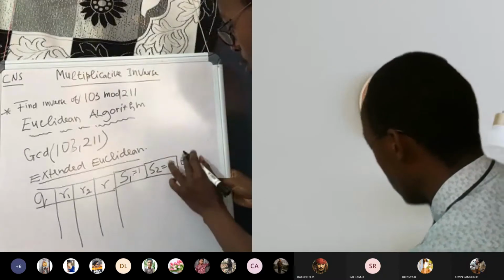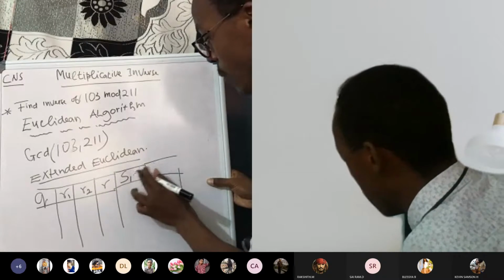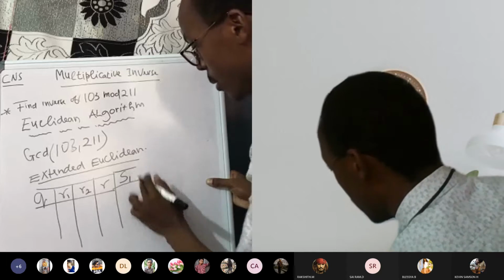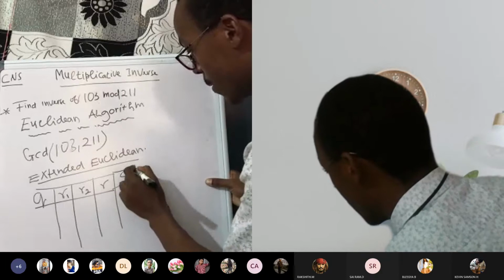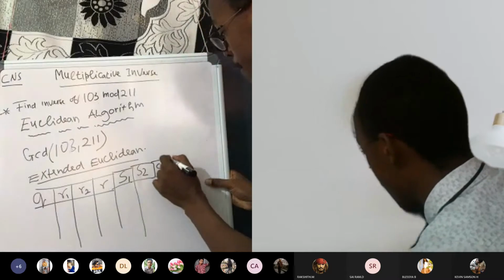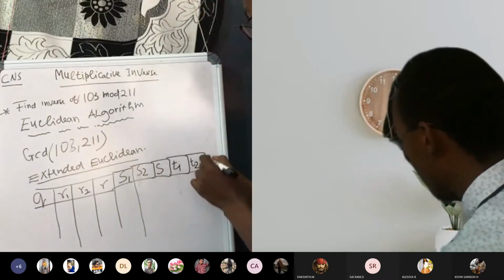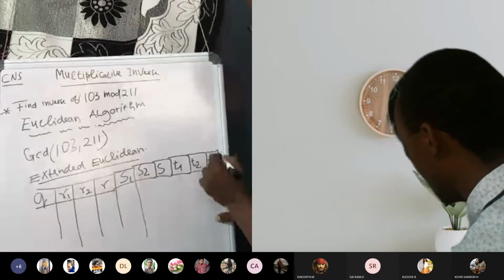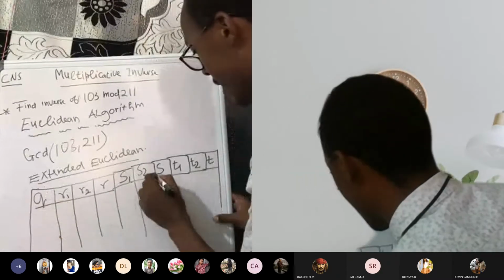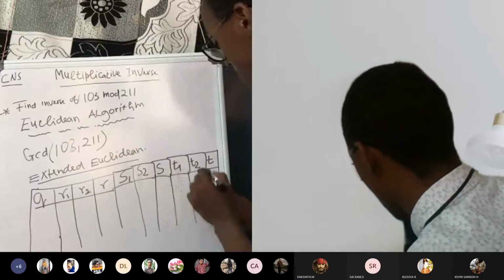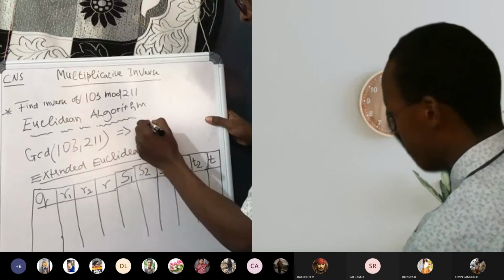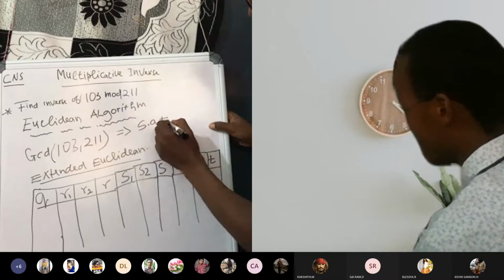I will mention the values down there for the sake of space. Bear it in mind. We have S2, S, T1, T2, and also T. This is our end. It shall keep expanding according to the values we are going to have. Keeping in mind here, we want to find that the GCD of this is equal to, when we take S into A plus what?